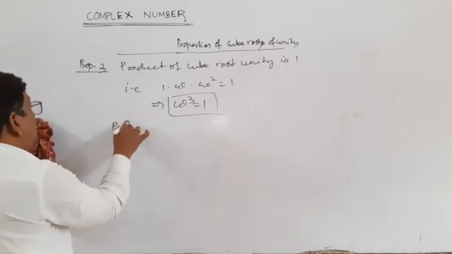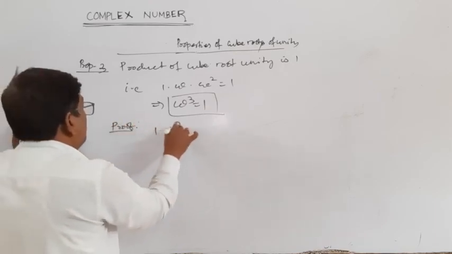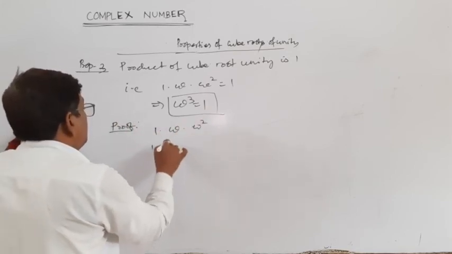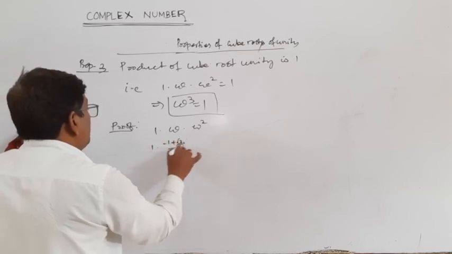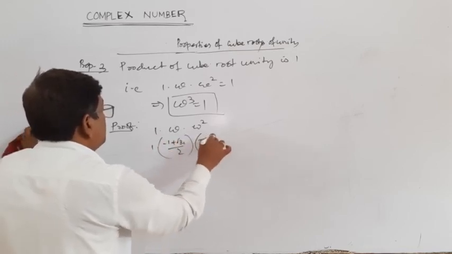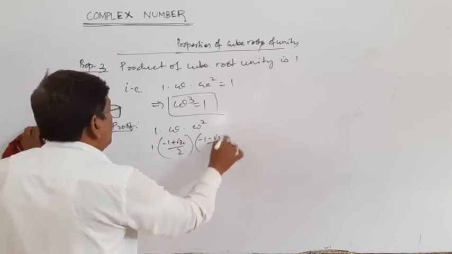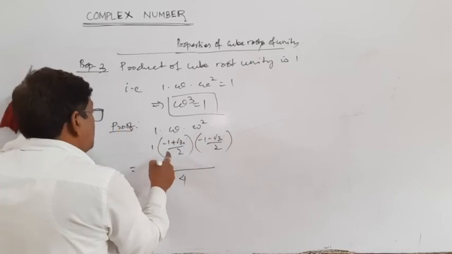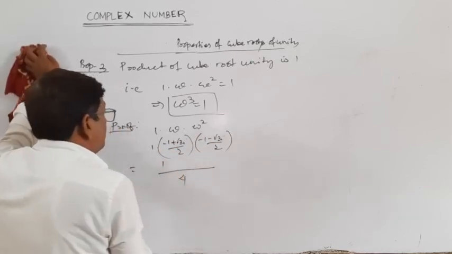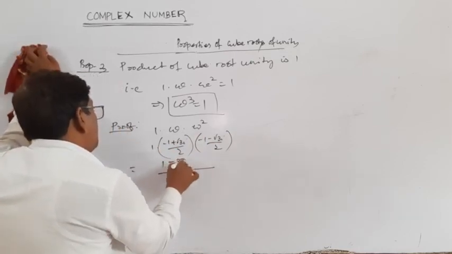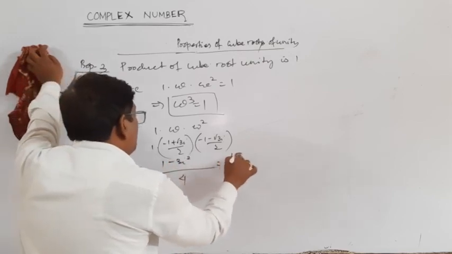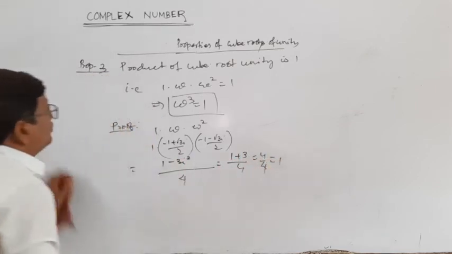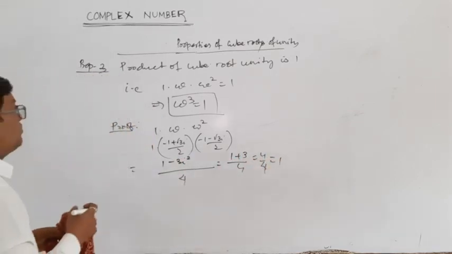Proof: 1 into omega into omega square. Omega means minus 1 plus root 3i by 2, and omega square means minus 1 minus root 3i by 2. The denominator is 2 into 2, that is 4. The numerator is a square minus b square, that is 1 minus 3i square, so 1 plus 3 by 4, that is 4 by 4, which is equal to 1. This is property number 3.